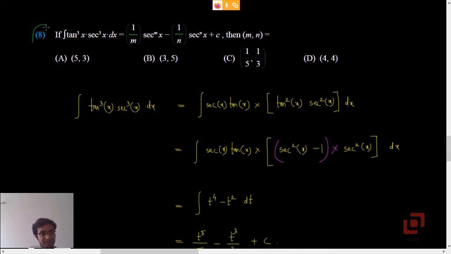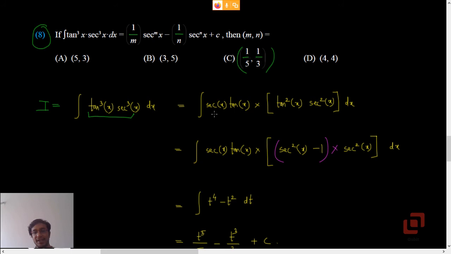Let's now go to question 8. If integral of tan cubed x into sec cubed x dx is 1 upon m into sec x raised to m minus 1 upon n into sec x raised to n, then the ordered pair m comma n is equal to option A 5 3, option B 3 5, option C 1 by 5, 1 by 3, and option D 4 4. Again you have to write down the integral in the first step, and then you have to take sec x tan x common from tan cubed x into sec cubed x.